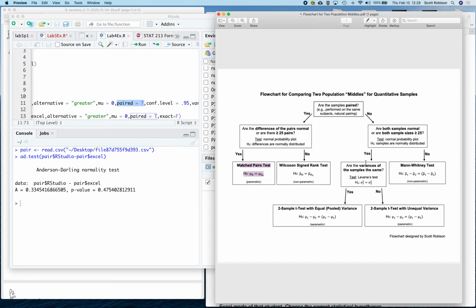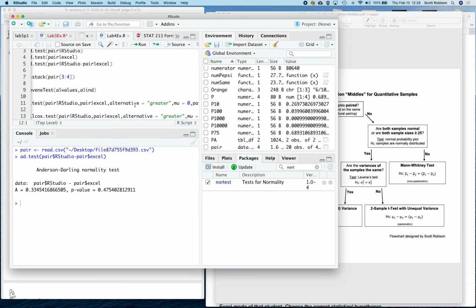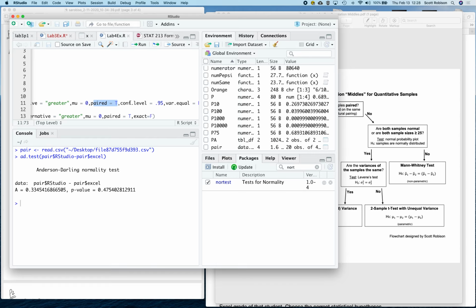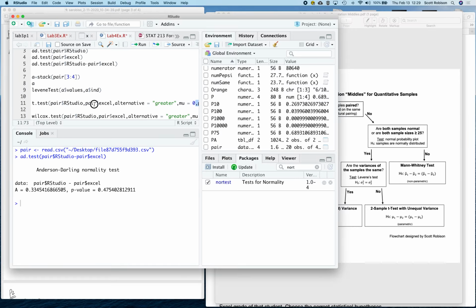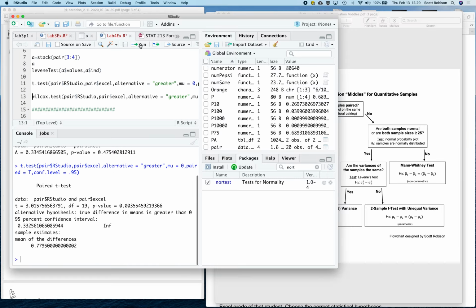So if you don't say that the data is paired, you're going to get one of these two sample t-tests, not this matched pairs test. So to get the matched pairs test, you need to set paired equal to true. Then you can say conf level is equal to whatever level of significant confidence you want. And it really doesn't matter if you put variance equal to true or variance equal to false. This is completely ignored when you are just doing a paired t-test. So then you can run a paired t-test.